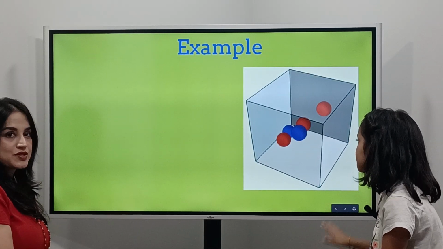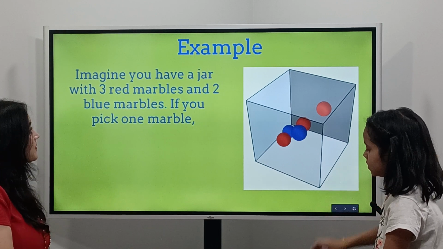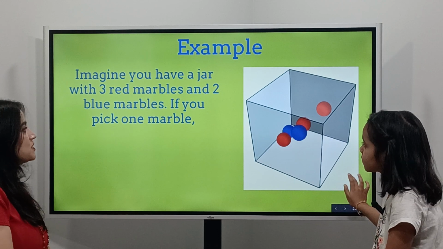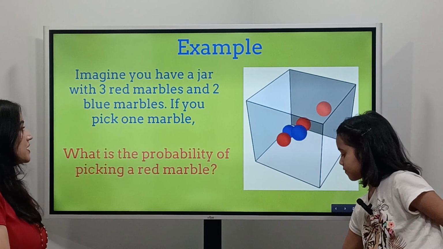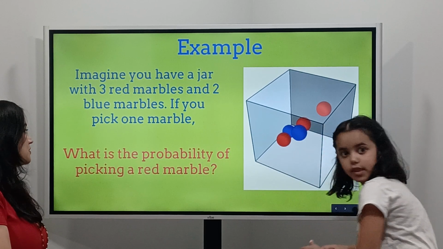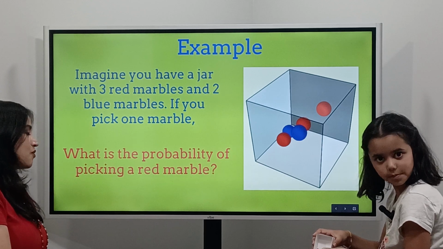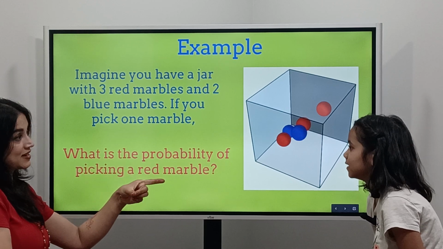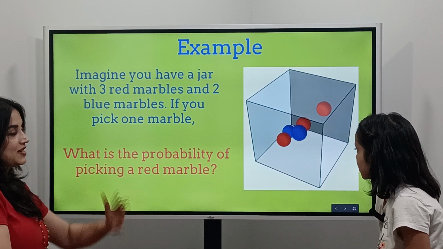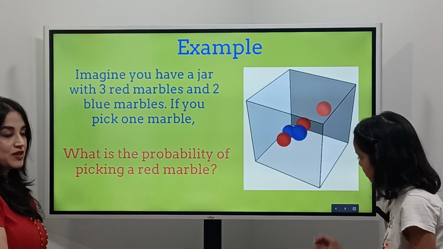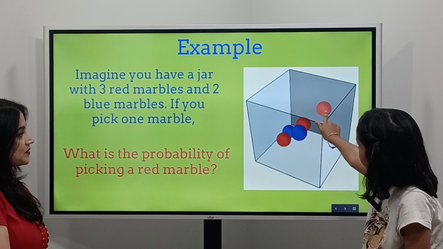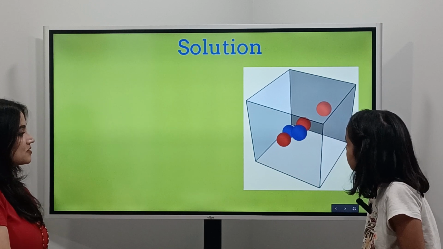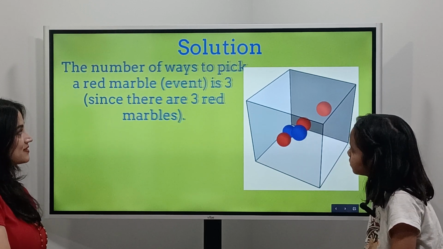For example, imagine you have a jar with 3 red marbles and 2 blue marbles. If you pick one marble, what is the probability of picking a red marble? Let's go to the next slide. Look, it has 3 red marbles and 2 blue marbles. So what will be the answer?